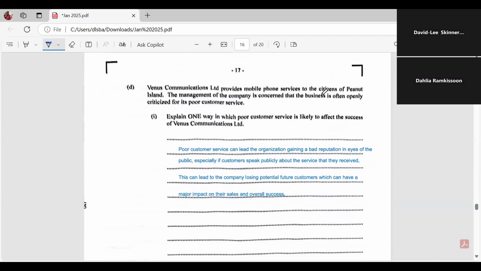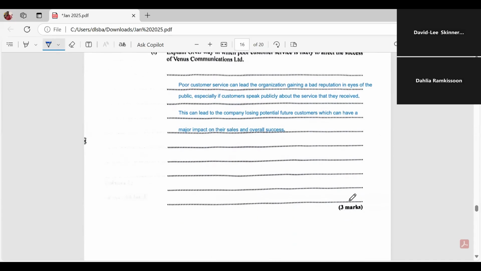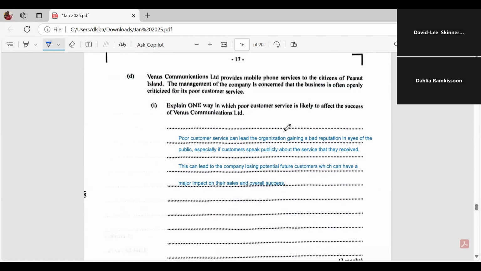Then they said Venus Communications Limited provides mobile phone services to the citizens of Peanut Island. The management of the company is concerned because the business is often openly criticized for its poor customer service. Explain one way in which poor customer service is likely to affect the success of Venus Communications Limited. 3 marks, one way. Explain. So you'll go into a little detail, right?